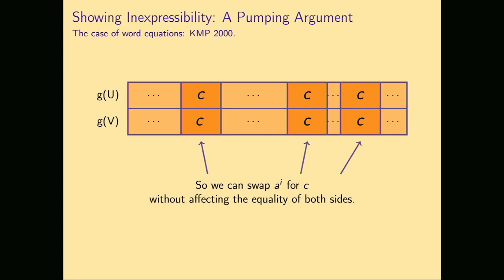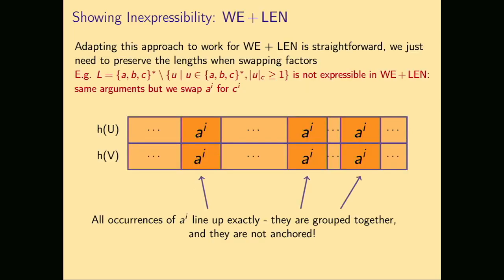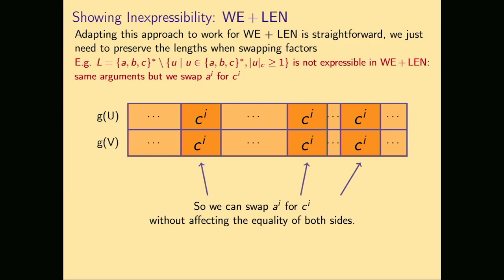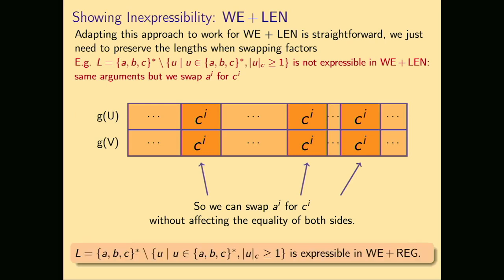What we do is depicted here. We simply identify the factor which we were then able to switch. The same works if you have length constraints. The only trick is that when you swap factors, you need to be careful to preserve the length. Otherwise, the equation stays the same due to this pumping argument. The length of the solution stays the same because you didn't change it, actually. And you can, for instance, show that the same language that we have seen before is expressible in word equations and regular constraints, but not in word equations and length.